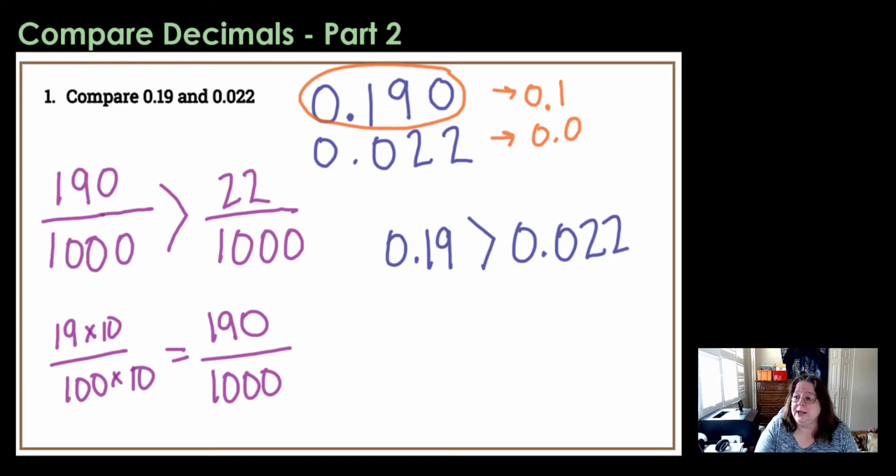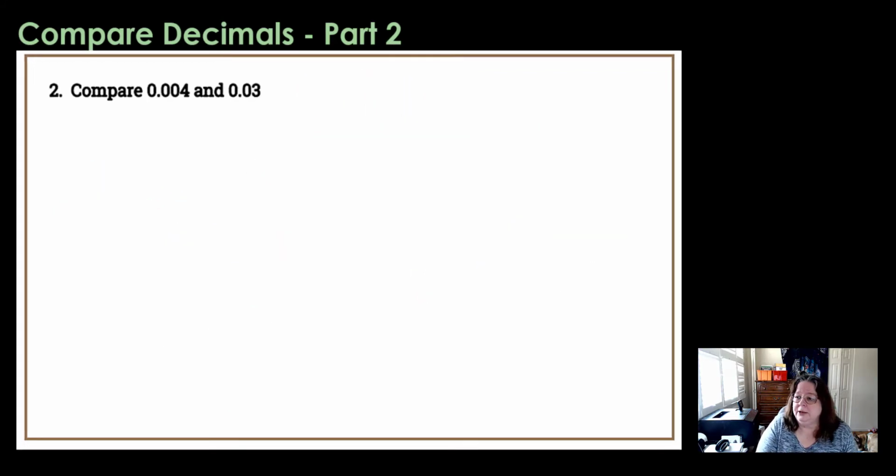We did it two ways. We looked at the first digit by the decimal point and we noticed that 1 is greater than 0, 1/10 is greater than 0/10. We also converted these to equivalent fractions, the 19 hundredths to 190 thousandths, and we saw that yes, it is bigger. So we checked our answer. Let's try the next one. All right, this one looks fairly simple. Let's see how it goes.